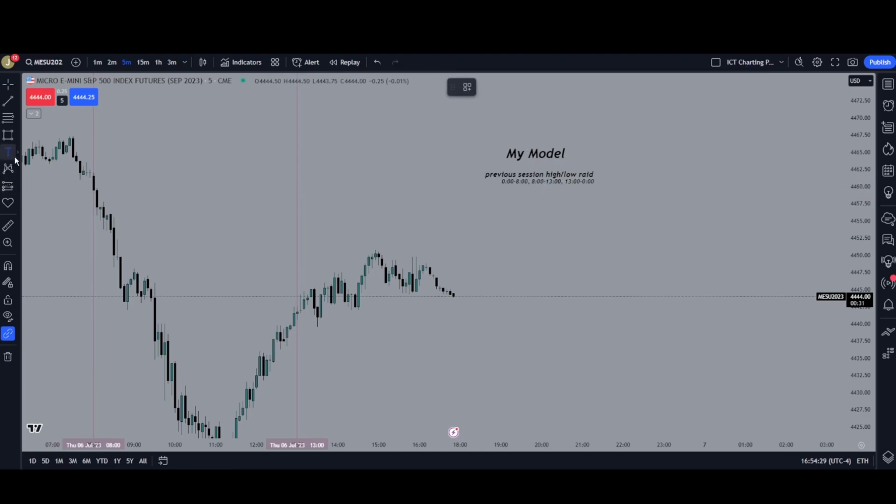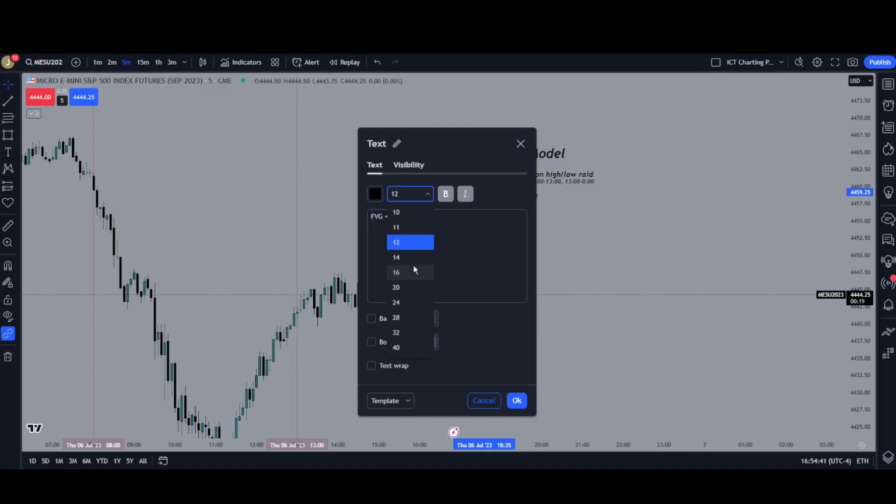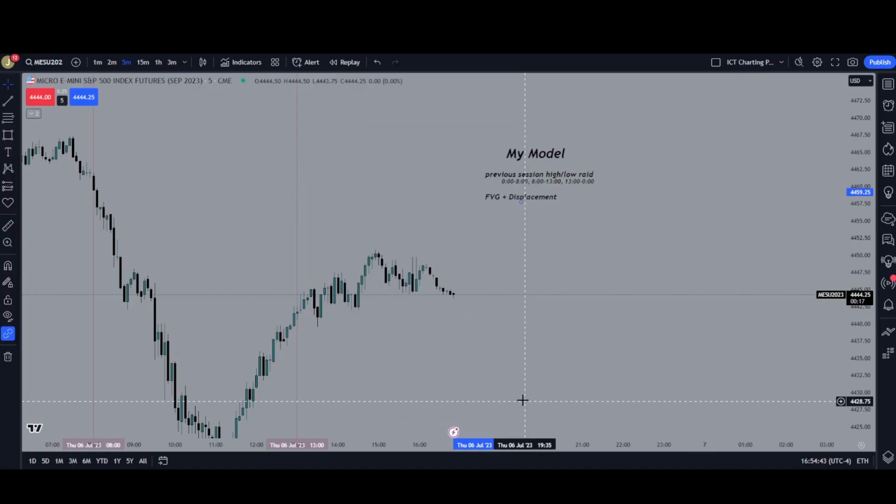Next thing I'm going to be looking for is, once we get that raid, I'll look for a fair value gap plus displacement in the opposite direction that the raid occurred. So if the raid occurs and we take out the high, I'll look for a fair value gap and displacement below.